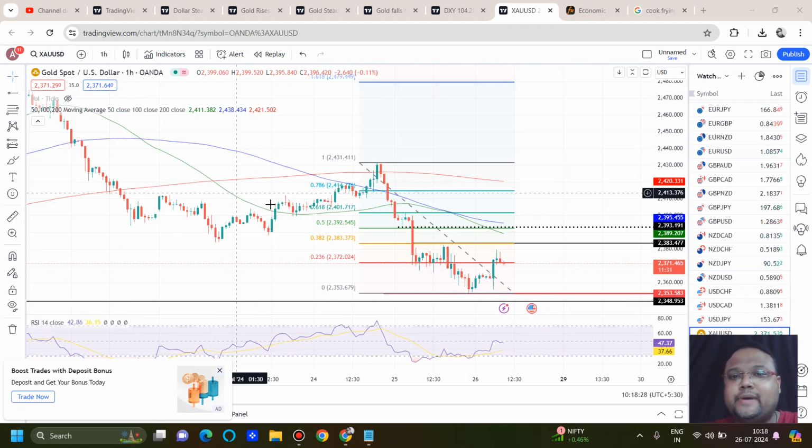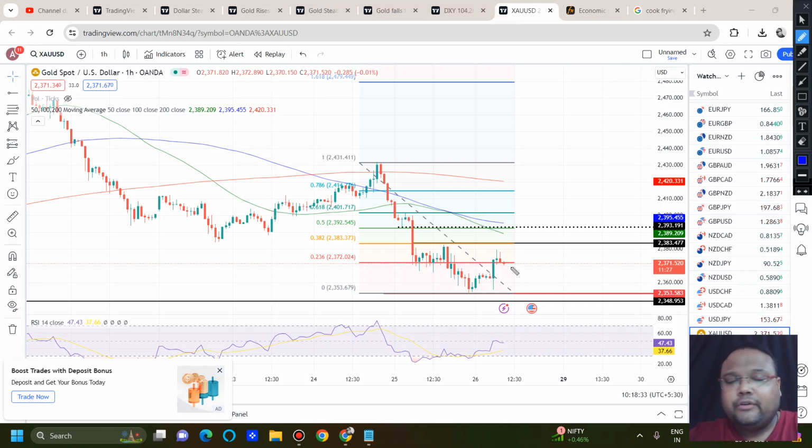Technically the market structure is bearish. We can clearly see it, but if news gives fuel to the market, then we will see gold going up again. So let's wait and watch.